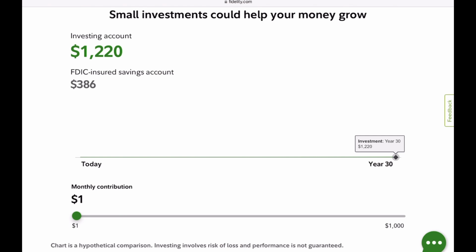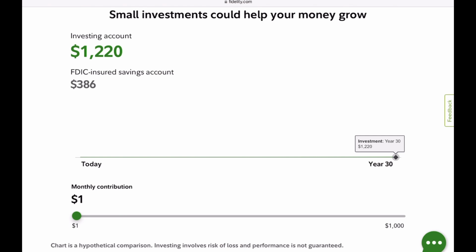So I'm on Fidelity's website, and you can see I'm under where it says small investments could help your money grow. It gives us a slider where you can look at today's investment and your monthly contribution, and it shows what it would turn into over a 30-year period. So if you invested $1 monthly, over that 30-year period, you're going to make $1,220. Now, if you have an FDIC insured savings account, you would be at $386.